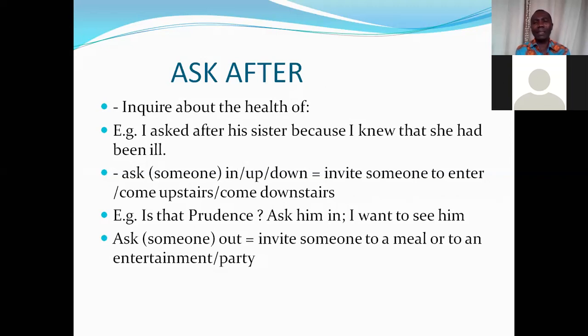Ask after the person. It means you want to know how the person is doing in health. Is the person doing well or not? How is the person doing now? Is the person getting better? Because you know that the person has been ill. So it's not just the normal asking of how the person is doing. In this case, you know the person is not well, and you have come across a particular family member. You need to be caring and courteous enough by asking after the person.